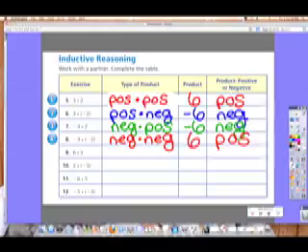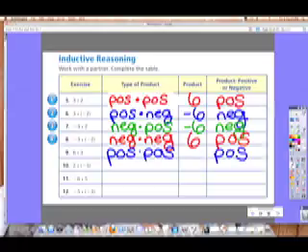Thank you. Let's go with Haley. Haley, you ready? Okay, so on number 10, that's a positive times a negative. So Haley, a positive times a negative is always a? Thank you, Haley. Negative. And then 2 times negative 5? Negative 10. Good job.